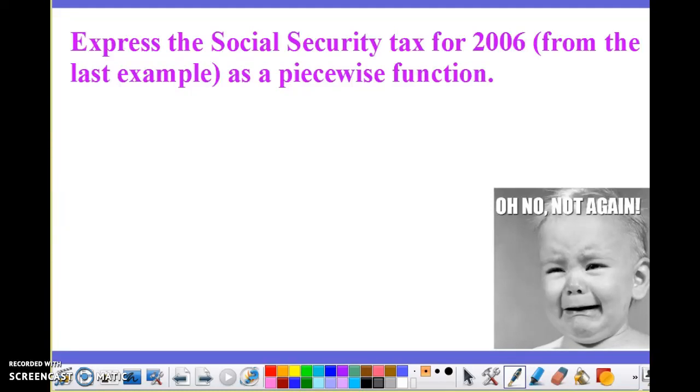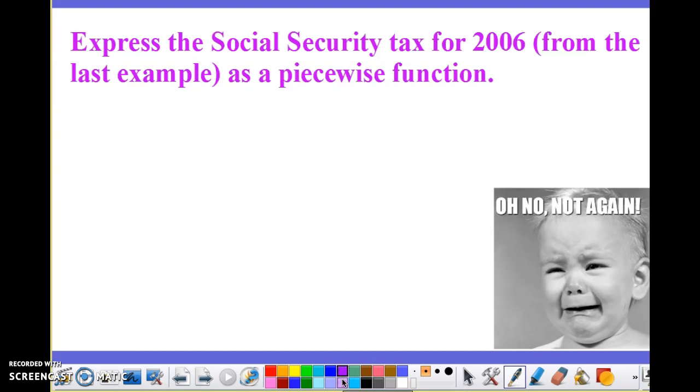Welcome to the second video. We're just going to continue on from that last problem we just did. It says to express the Social Security tax from 2006 from the last example as a piecewise function. These keep coming back, making piecewise functions.